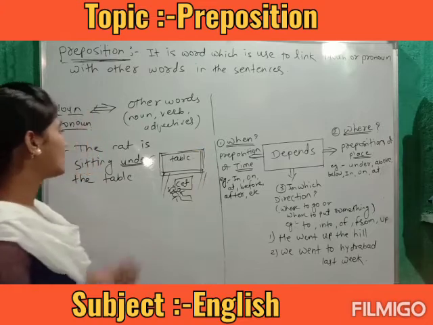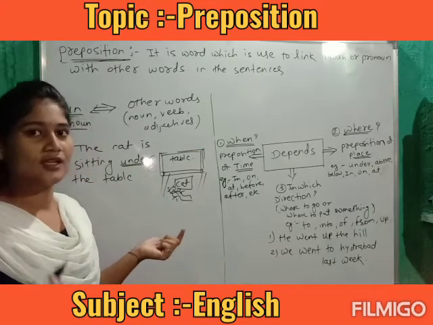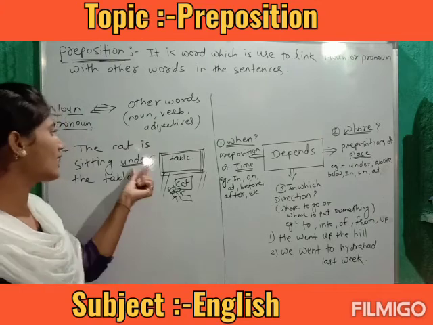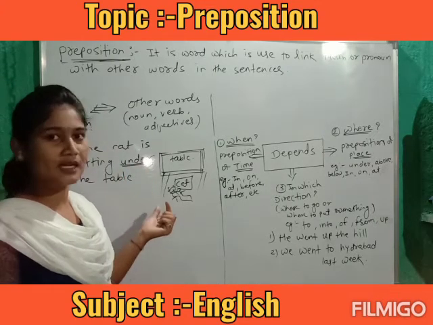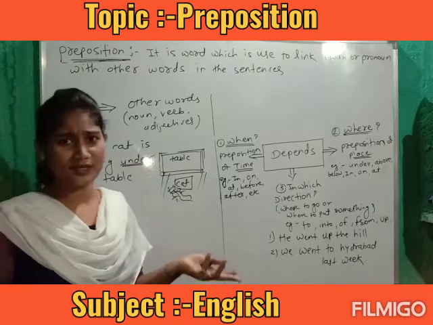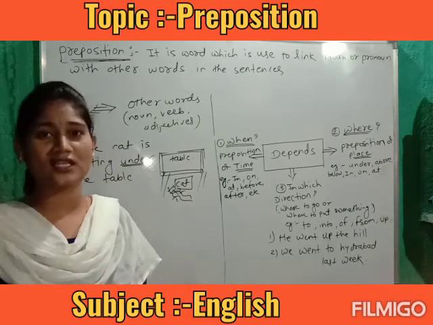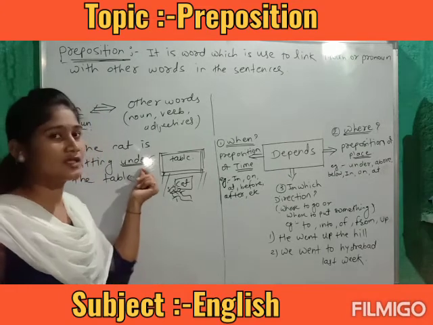Now imagine the sentence without the word under. Just imagine if we had not used the word under, what would be the meaning of the sentence, or how would the sentence become? The cat is sitting the table. It means we are not getting the complete sense of the sentence if we have not used the word under.